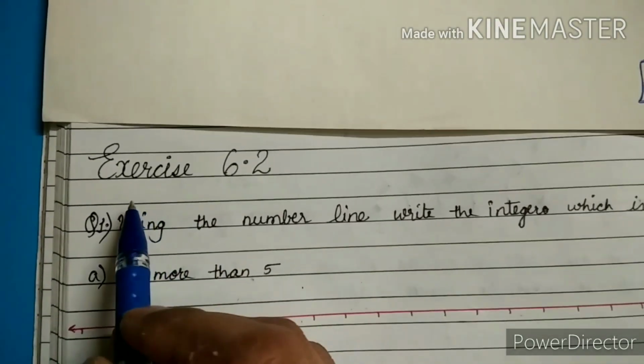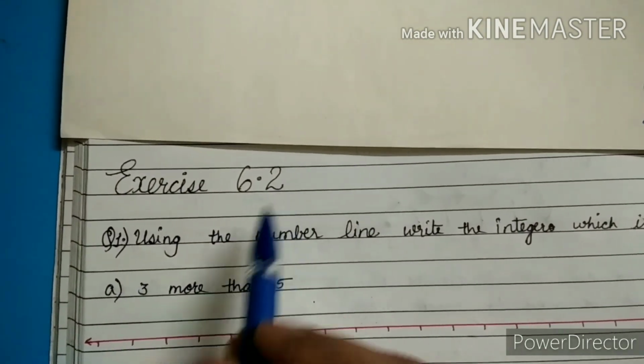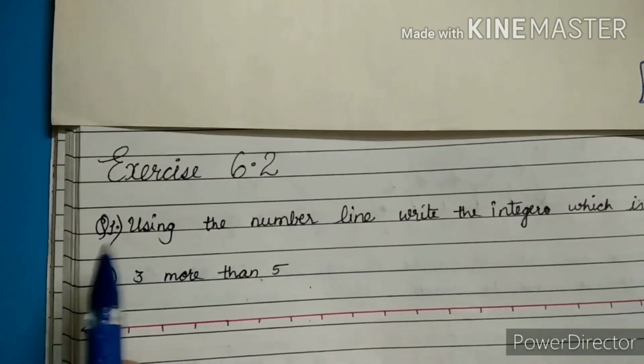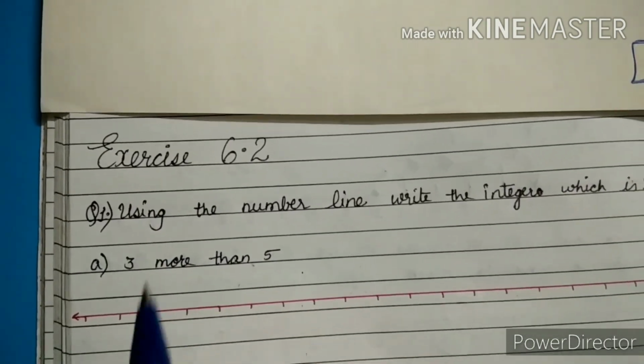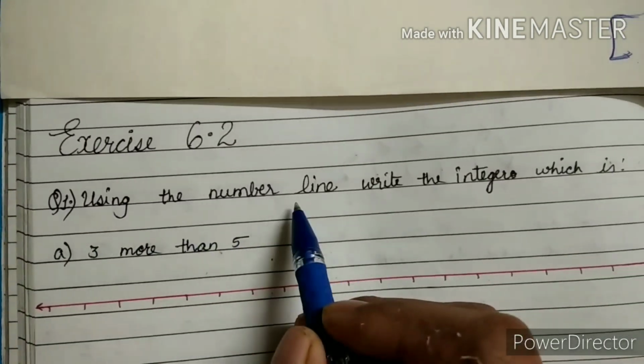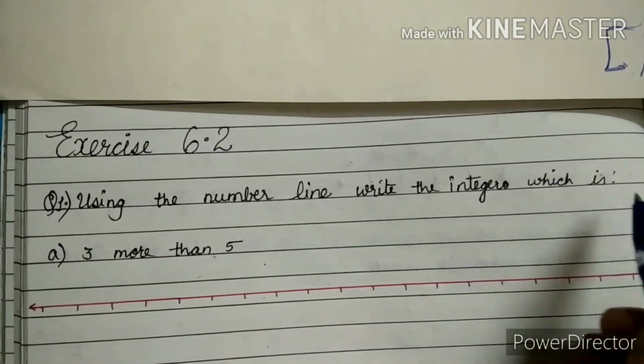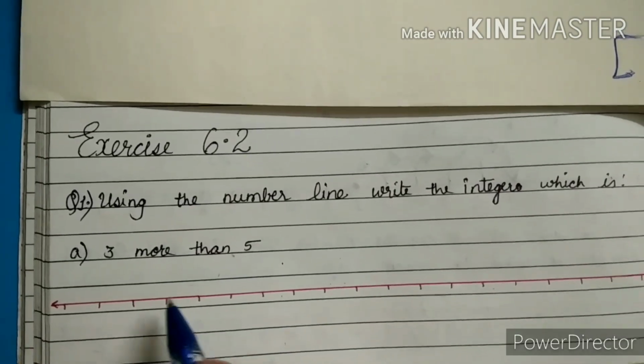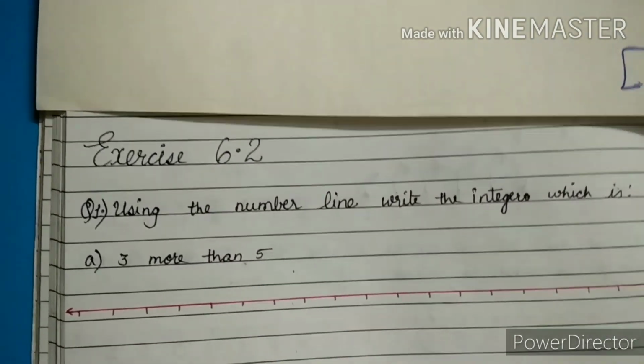In this video we will do exercise 6.2 of class 6th. We will do question number 1 and 2 only. Question number 1 is: using the number line, write the integer which is... So we have to answer the following things, but we have to use the number line.